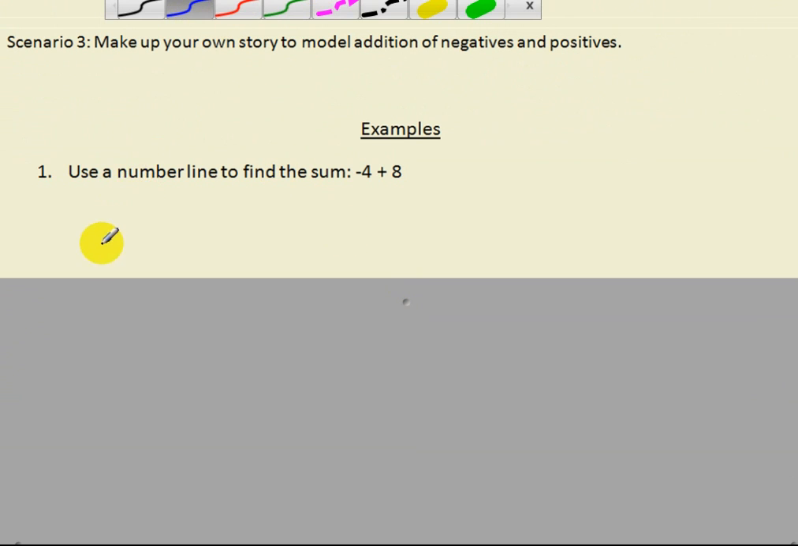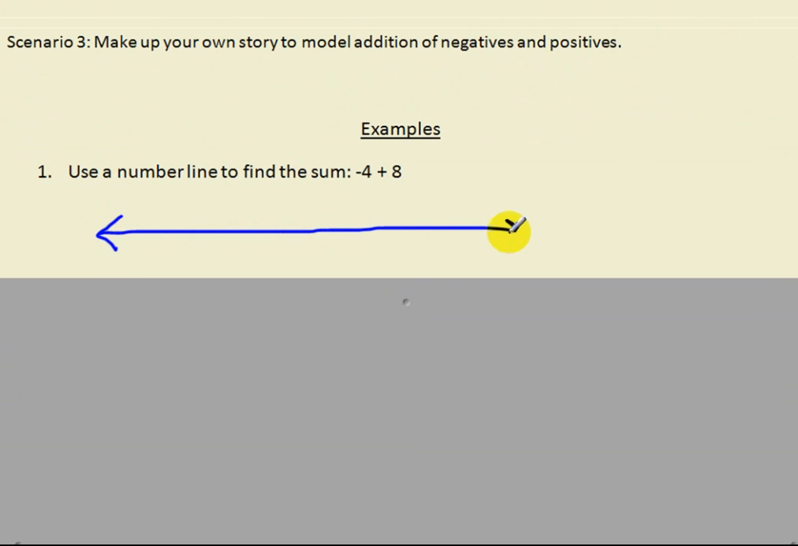And so what we want to do here is set up a number line, and let's have 0 here, and 1, 2, 3, negative 4. So we're going to start at negative 4. And let's put a few lines in here. And then a positive 8 means we're going to the right 8 places.